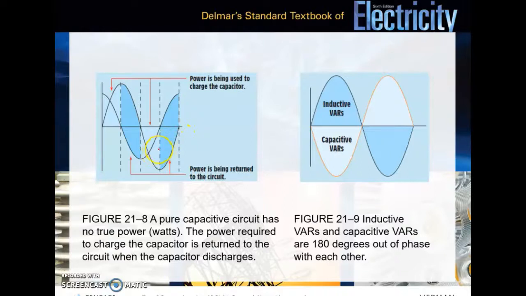Similar to inductors, in a pure capacitive circuit, there is no true power. Again, in a pure capacitive circuit, there is no true power or watts. And it's because of that phase difference between voltage and current. Basically, they kind of cancel each other out. And this part of the slide is simply showing what we talked about in the previous slide. Inductive VARs are 180 degrees out of phase with capacitive VARs.